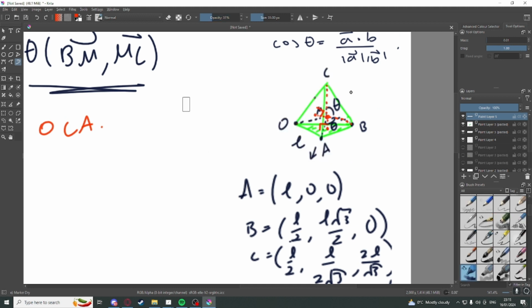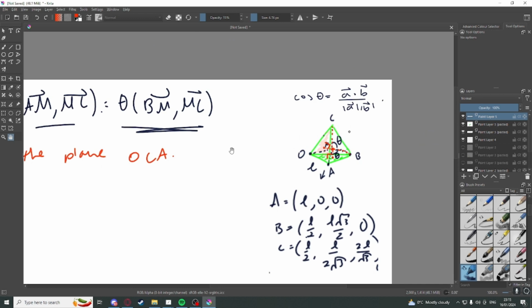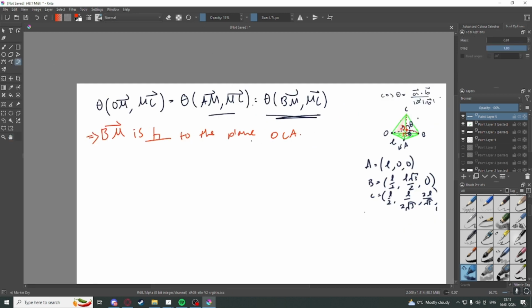how can I highlight it? Okay, opacity, turn that down. Let me change the size too. Oh, it's a little too small. So this plane here, the vector from MB to the center all the way to the vertex B, that vector is perpendicular to the plane OCA, which also means that BM is a normal vector to the plane OCA.